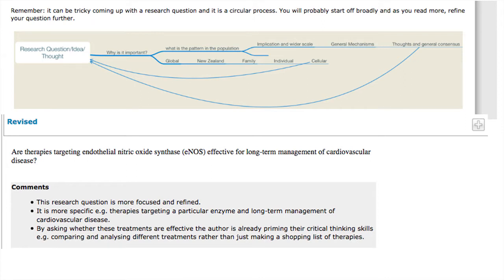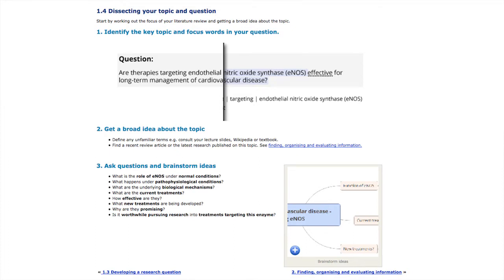So we give them an idea about this. This is an original, and if you're not from the Faculty of Medical and Health Sciences, apologize. There are different treatments and targets for cardiovascular disease. This is a topic that somebody asked me, and as you can see, this is quite broad.